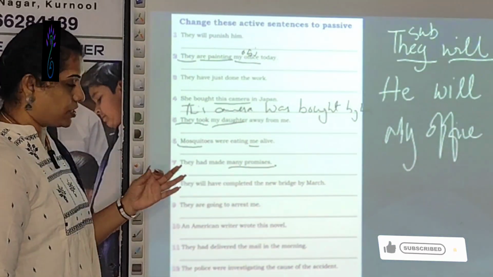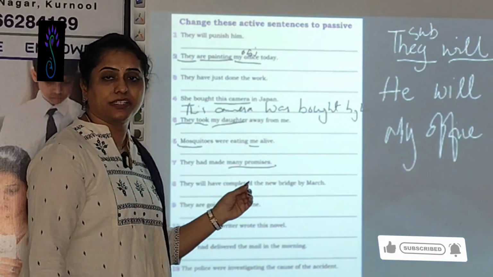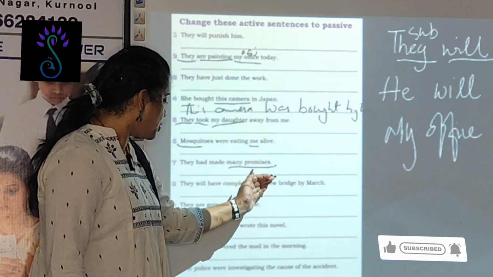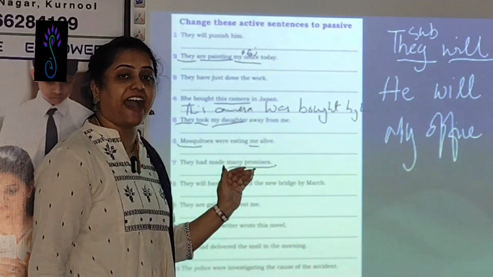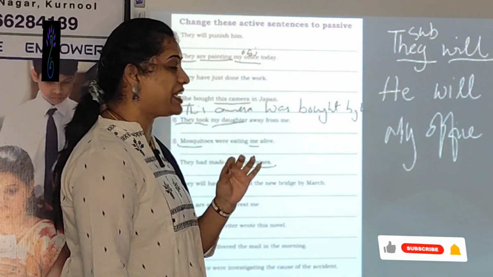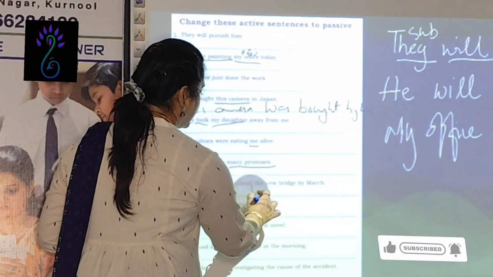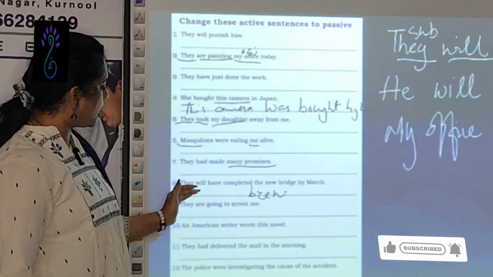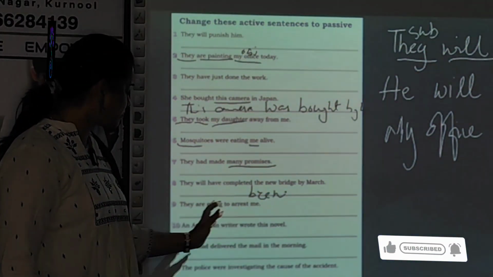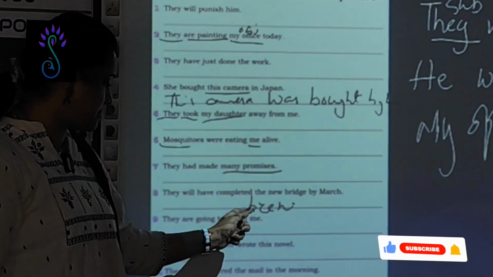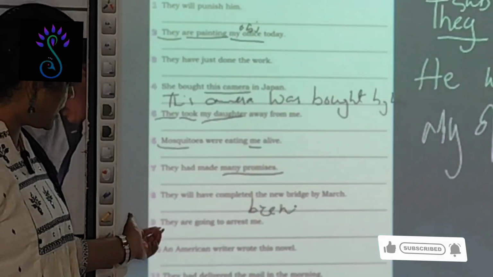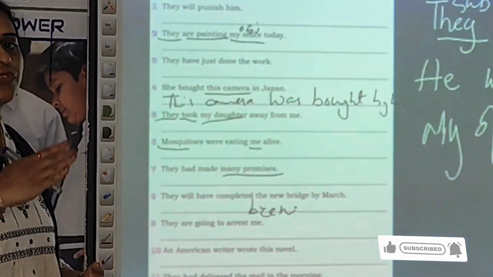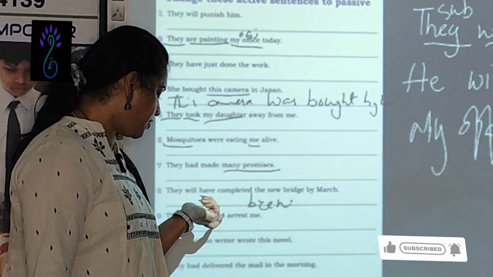The new bridge is the object, will have completed is future perfect tense, and they is the subject. The new bridge will have been completed by them by March. They are going to arrest me. Here, they is the subject, and going to is future, so here you can consider it.